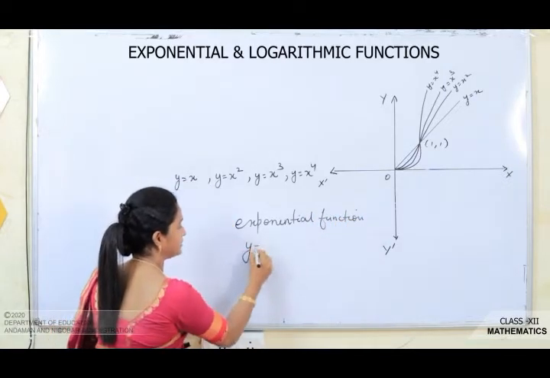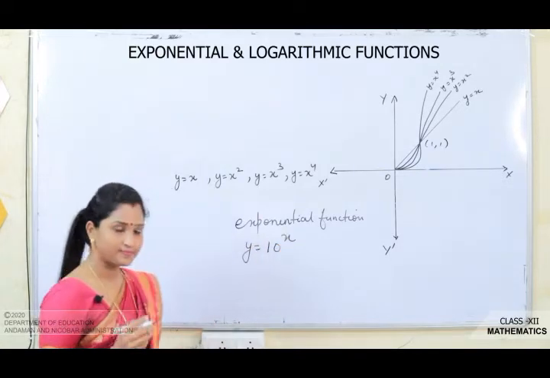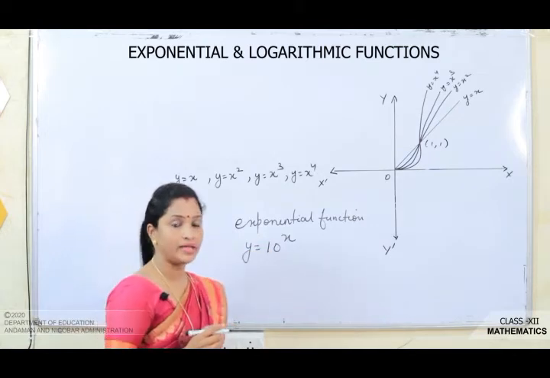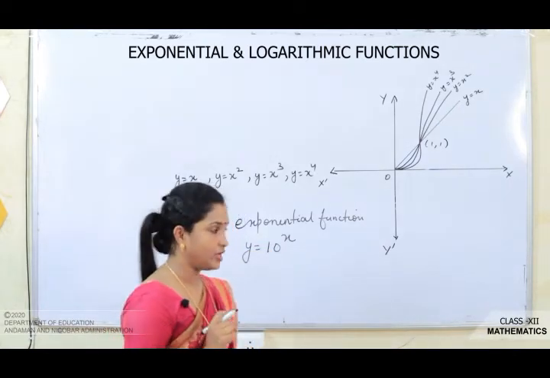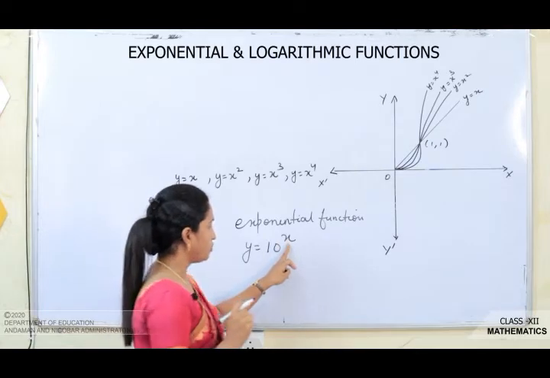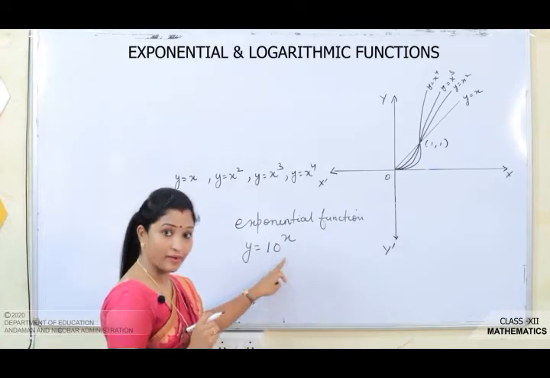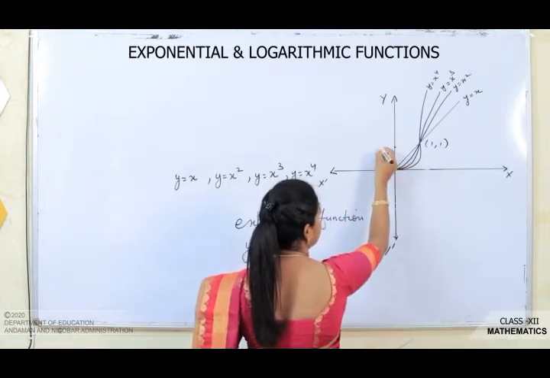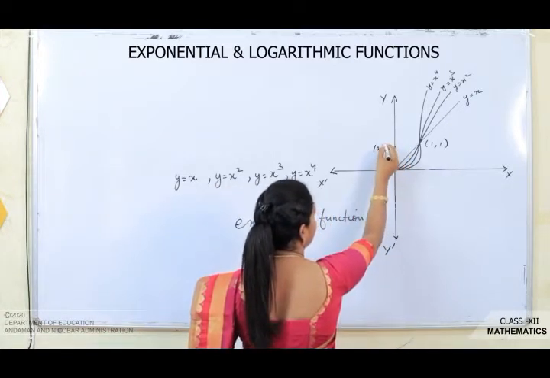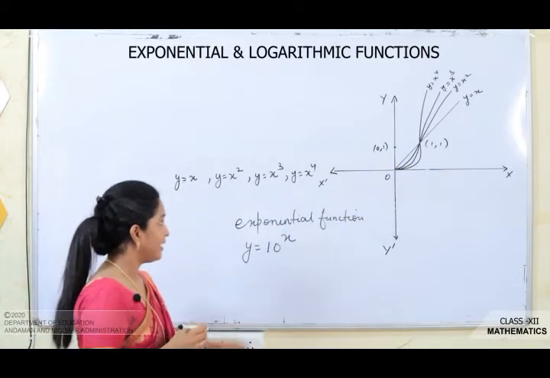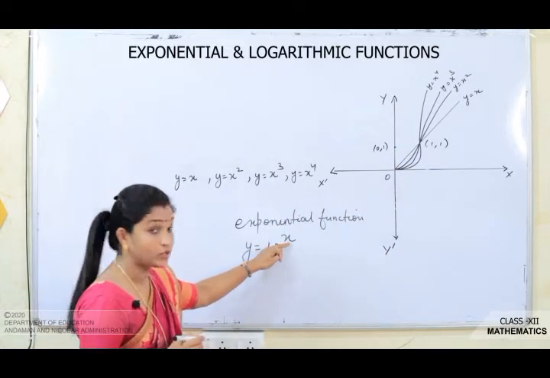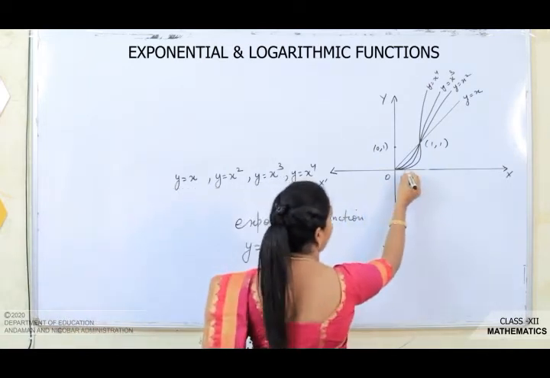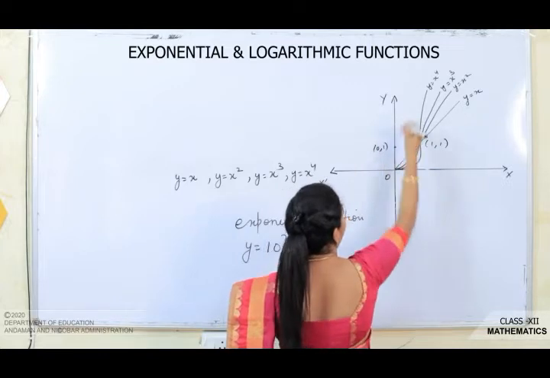Now let's take one example here. I am taking y is equal to 10 to the power x. If you want to plot the graph of y is equal to 10 to the power x, and you put x is equal to 0, you get 10 to the power 0, that is 1. So this point is (0, 1). Correct. Next, if you put x is equal to 1, you get y as 10.